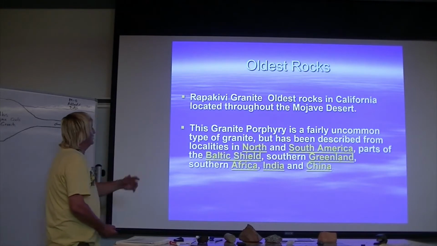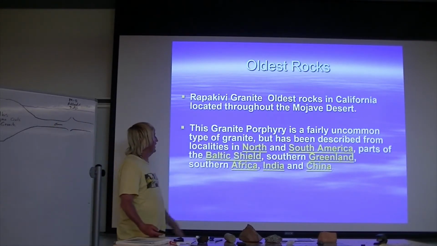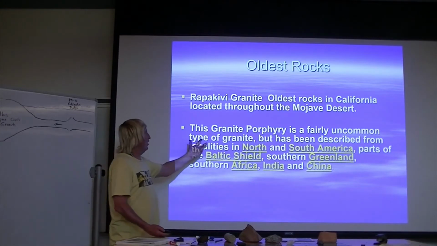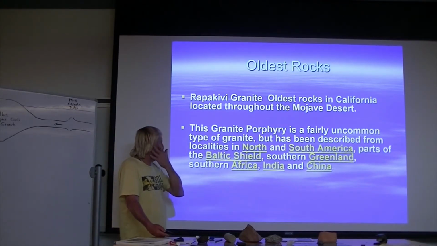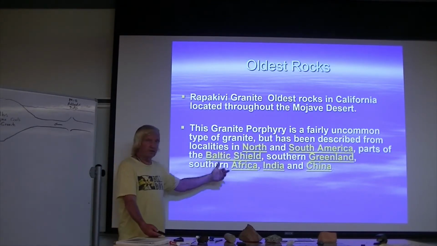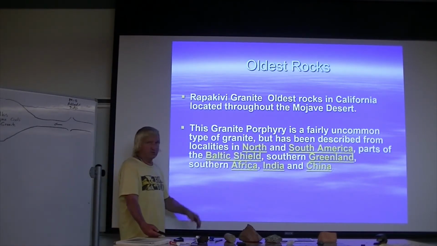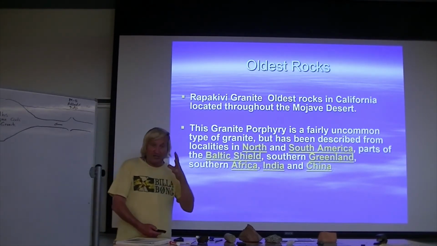So the oldest rock is this Rabakivi granite. We find this in the deserts throughout the Mojave Desert, California. It's a porphyritic rock. It's pretty uncommon. You don't find a lot of it. In fact, I discovered some when I was an undergraduate, when I had transferred to UNLV. When I got into the UNLV Geoscience department, I was out in the desert just exploring, and I found this really weird rock, and I took it to an igneous petrologist, and he was from Wisconsin, and his eyes almost came out of his head.